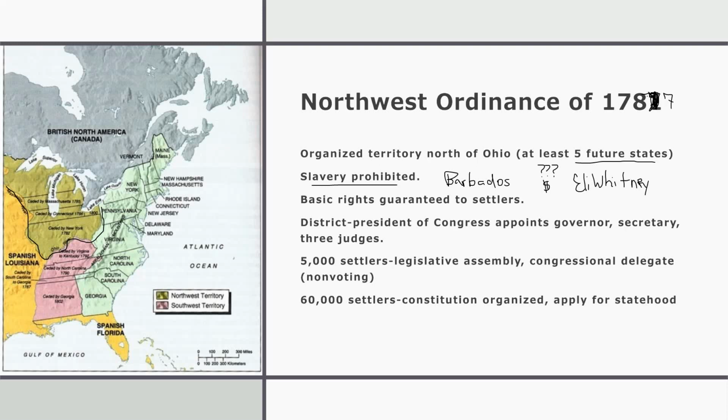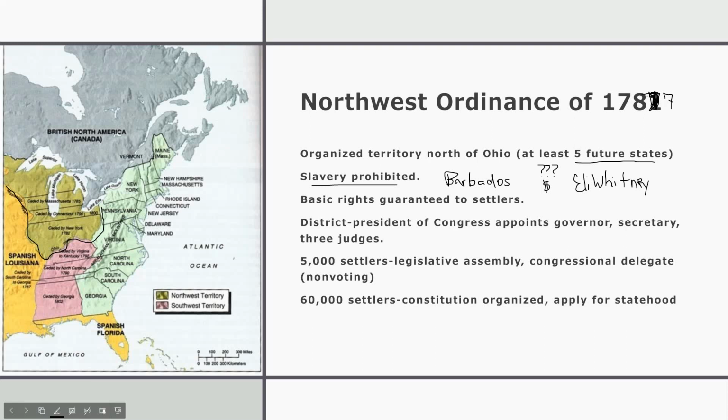Once 5,000 settlers moved into a territory, they could organize a legislative assembly to pass local laws, and they could elect a congressional delegate to Congress. Keep in mind, though, that this congressional delegate was a non-voting member. This is something that we still have today in the United States of America. Today, Puerto Rico exists as a Commonwealth territory in the United States of America and continues to send a non-voting delegate to Congress, as does Guam.